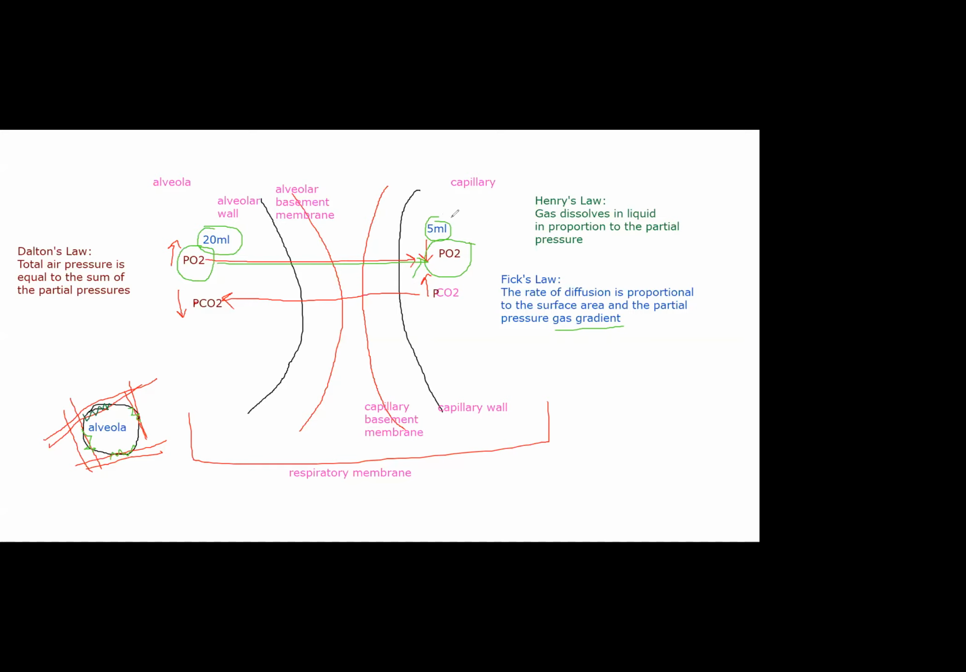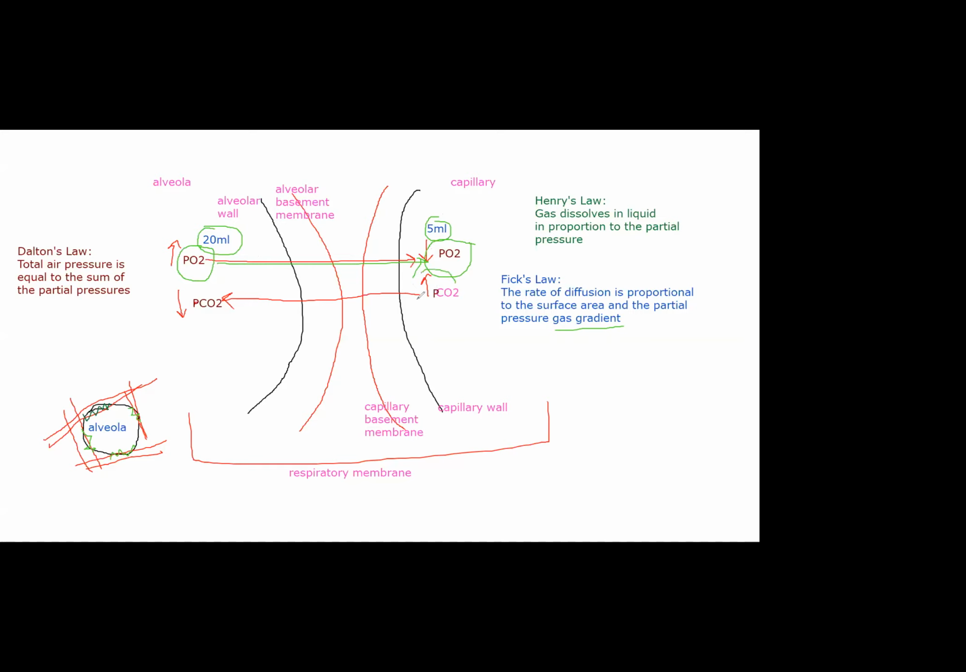Right. Okay. We're never going to have more oxygen in the capillary than we do in the alveola, because the oxygen in the capillary is from the alveola. So it's not possible for us to have more oxygen in the capillary than we do in the alveola. The oxygen will never move from the capillary to the alveola.